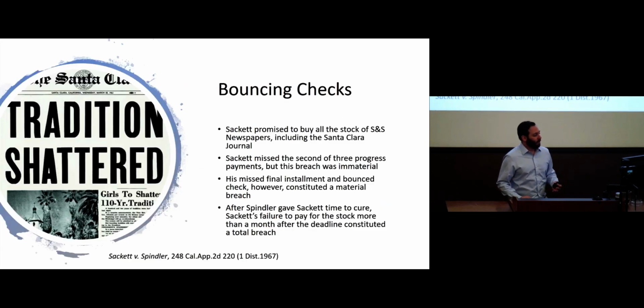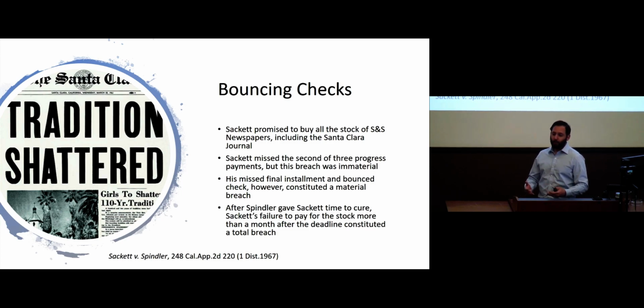Sackett v. Spindler illustrated this concept of how a material breach matures into a total breach. There were 3 installment payments. They made the first installment payment, missed the second. Missing the second installment payment was not at that point a total breach. It was far less than 50% of the total value.